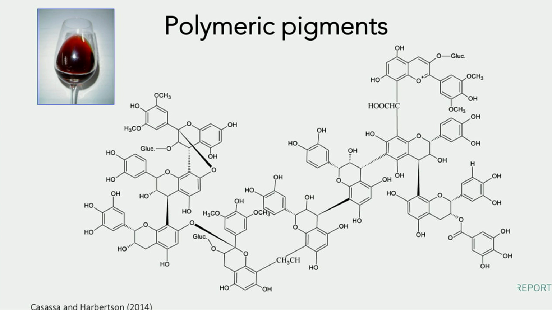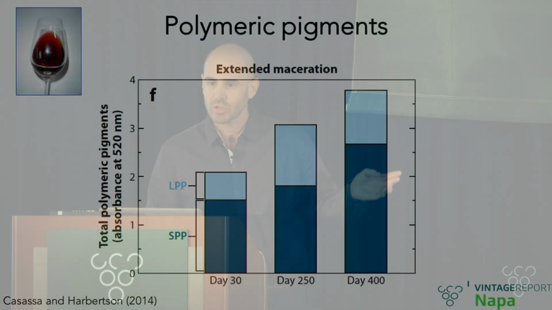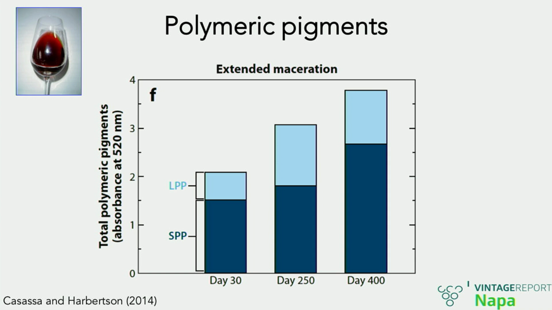Important chemical and sensory properties of these polymeric pigments. First and foremost, they are resistant to bisulfite bleaching. Second, they are resistant to pH changes. Third, they have positive mouthfeel properties. Think about plush, think about lush, think about round. These are the compounds. These compounds start their formation as soon as you crush the grapes, and essentially the formation never stops. But we know for a fact that the large majority of them forms quite quickly.